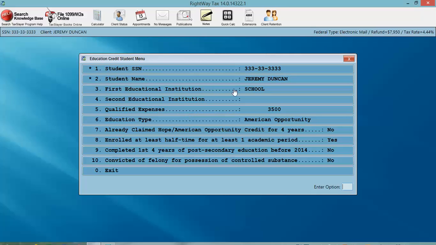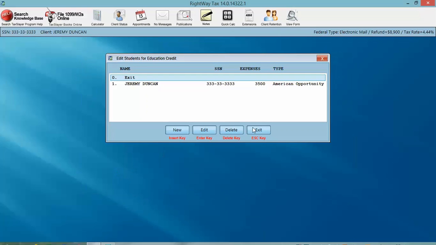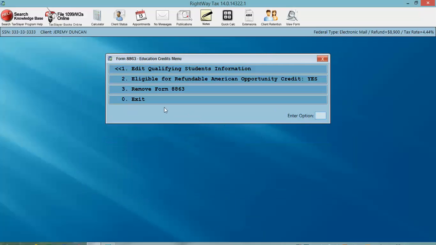Here's what it displays for us. Additional credit or qualifications. Were you convicted for a felony of possession of a controlled substance? Nope. Have you completed the first 4 years of post-secondary school? It doesn't matter. Enrolled at least half time for at least one academic period? Yes. So we're going to click exit here, and it's going to calculate our credit.